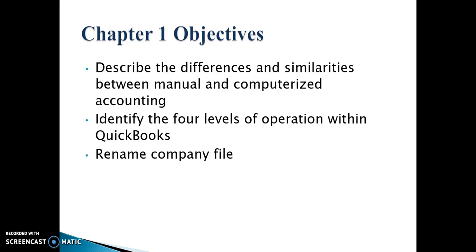Chapter 1 objectives include describe the differences and similarities between manual and computerized accounting. We're going to learn how to identify the 4 levels of operation within QuickBooks. And last but not least, this is the most important component of Chapter 1: we have to learn how to rename our company files in order for us to be able to work in QuickBooks for the whole quarter.